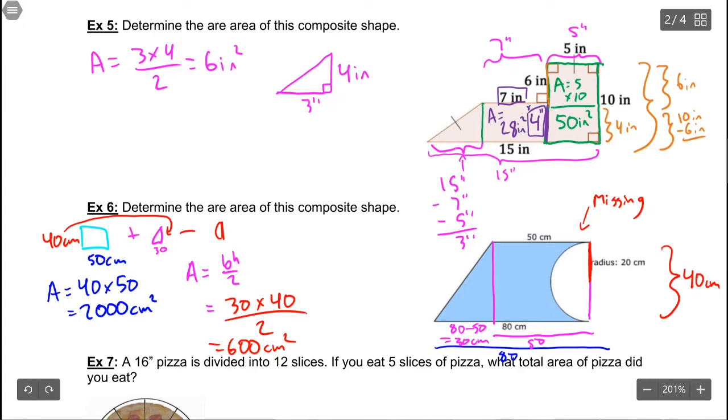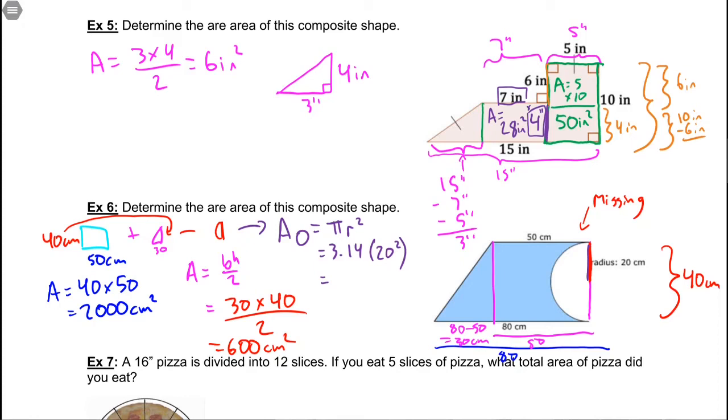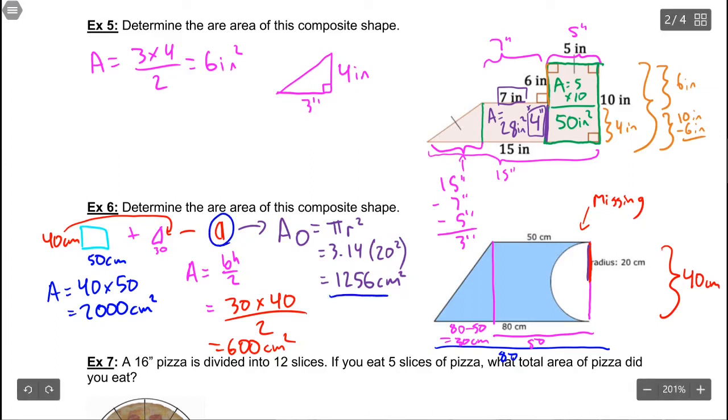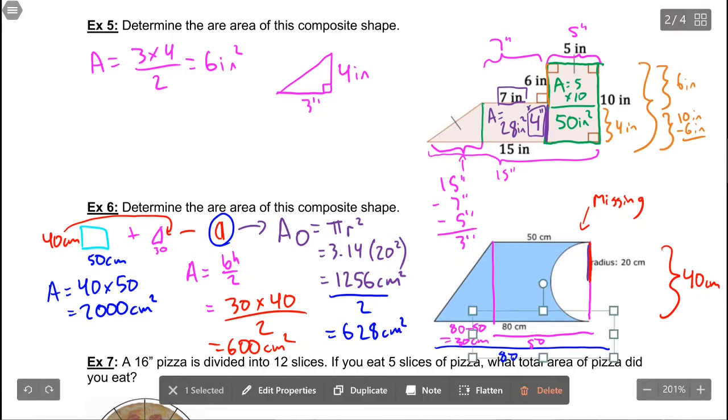Now our semicircle. The area of the full circle is pi r squared, which is 3.14 times our radius, given as 20, squared. 20 squared is 400. 400 times 3.14 is 1256 centimeters squared. And we only want half of that because it is a semicircle, so we need to divide by 2. When we divide by 2, we get that the area of the semicircle is 628 centimeters squared. Whew.